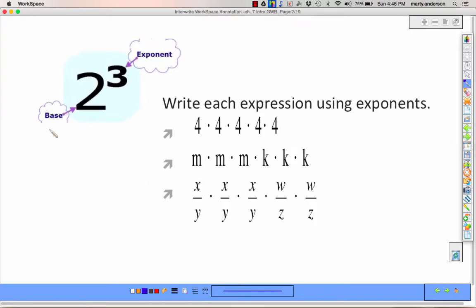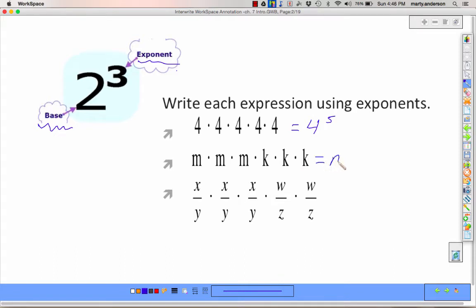First thing, we have to remember that when we take a base, if I'm saying 2 to the third, that's the base, the number that's being raised to the exponent or the power. 2 to the third we could calculate, and it would be equal to 8. Write each expression using exponents. 4 is being multiplied together 1, 2, 3, 4, 5 times, so I have 4 to the fifth. Repeated multiplication, that's our exponent. Base is 4, exponent is 5.